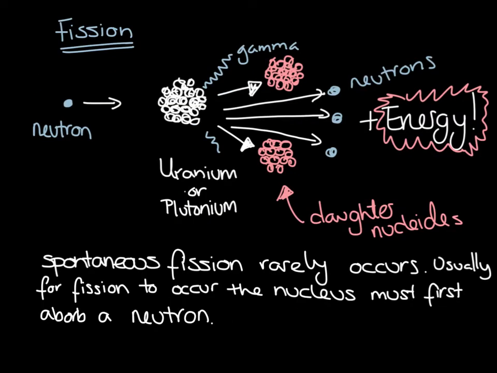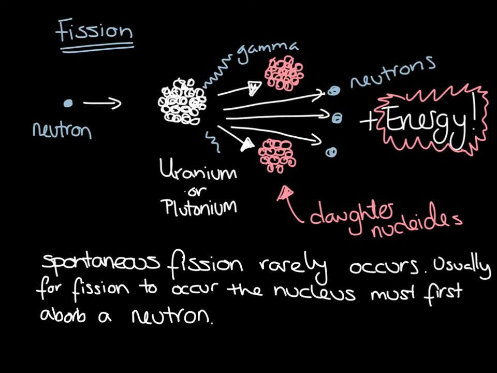So things that are important to remember: fission is not a spontaneous or random process. Spontaneous fission rarely occurs. Usually for fission to occur the nucleus must first absorb a neutron. Now this is a really important point, because one of the biggest mistakes or misconceptions within the nuclear physics topic at GCSE is to confuse fission with radioactive decay.